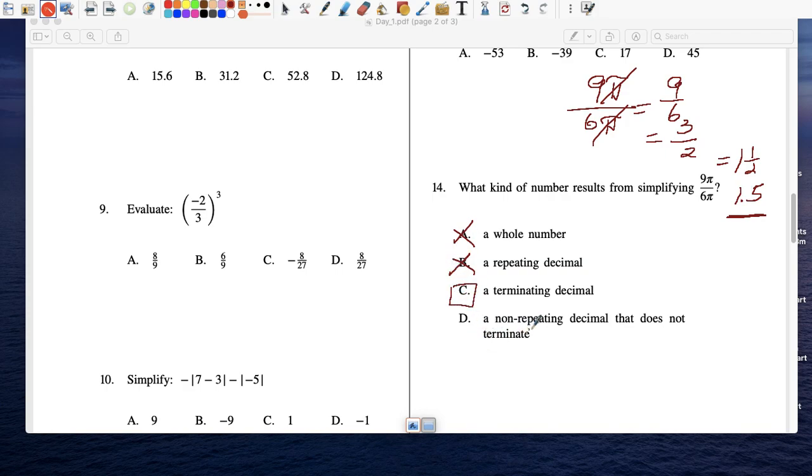Let's see D, a non-repeating decimal that does not terminate, meaning something like pi, 3.14159. Notice that pi doesn't repeat and goes on forever. Is it a number like that? Definitely not. It's just your old-fashioned terminating decimal, your normal decimal that ends, 1.5.